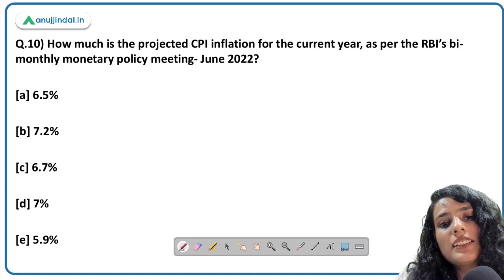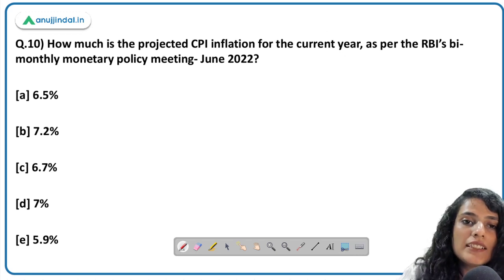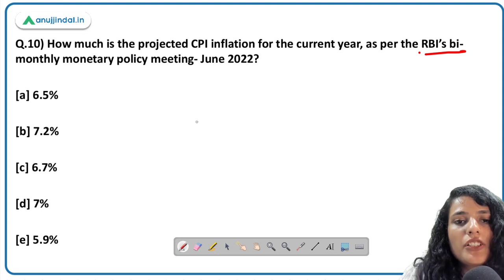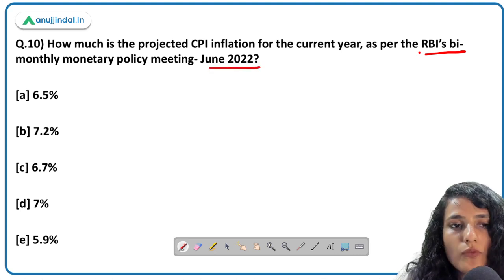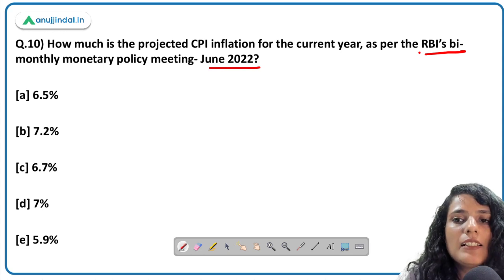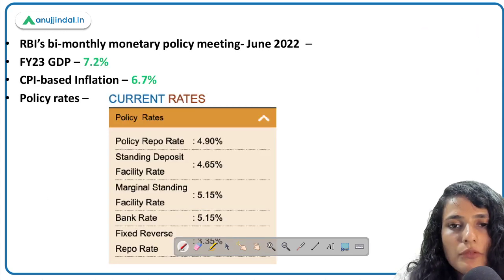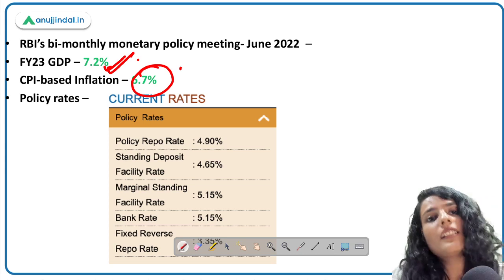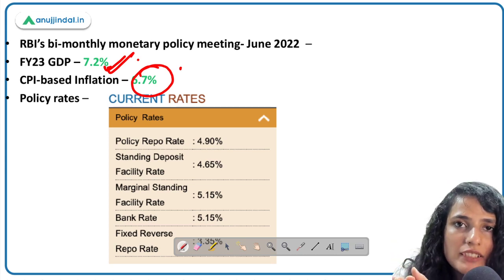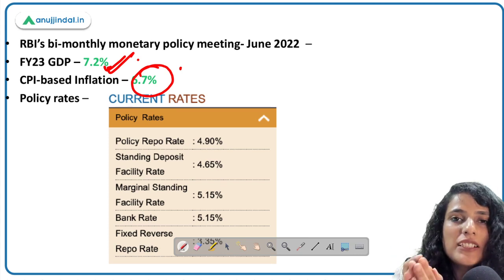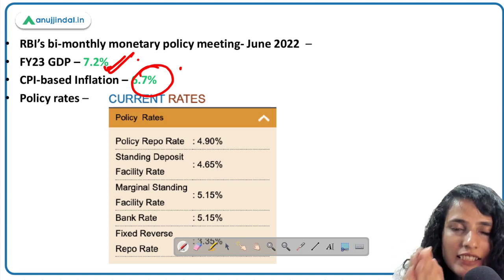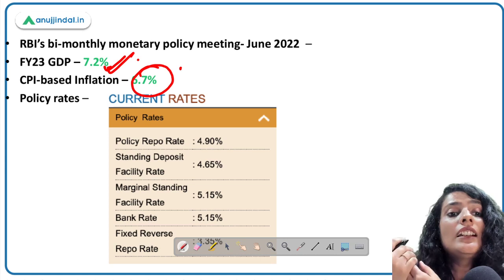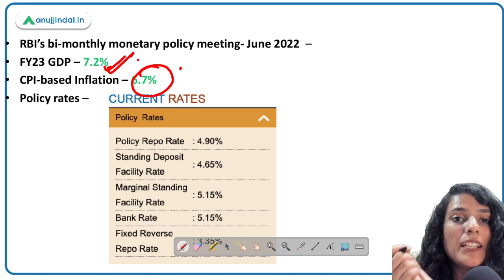Okay, so moving on to the last but the most important question of the day: the projected CPI inflation for the current year, as per the RBI's bi-monthly monetary policy meeting in June 2022. CPI inflation kitna hai? RBI ka bi-monthly monetary policy abhi conclude hua hai. Okay, CPI based inflation is 6.7%. The earlier forecast for GDP for the financial year was 7.8%. Now it has been slashed by 60 basis points to stand at 7.2%, considering the ongoing Russia-Ukraine crisis and the spike in oil prices.